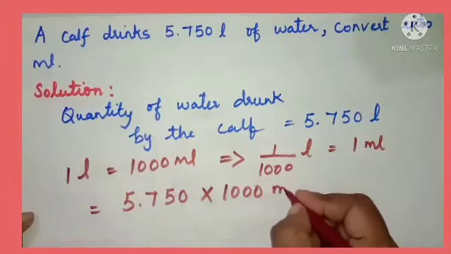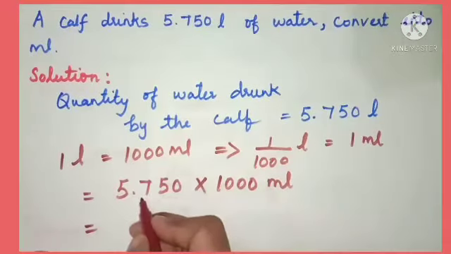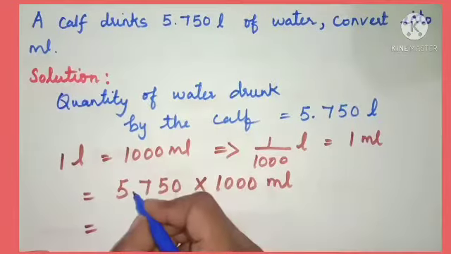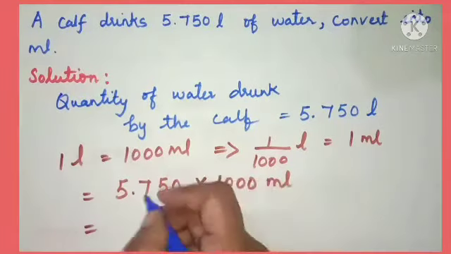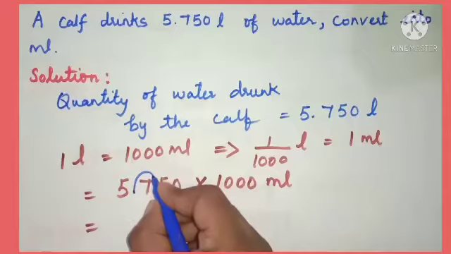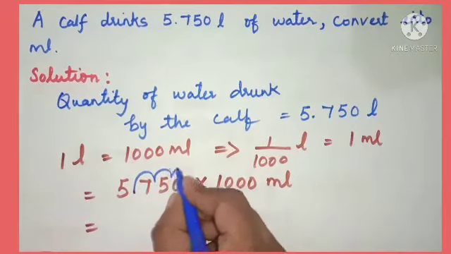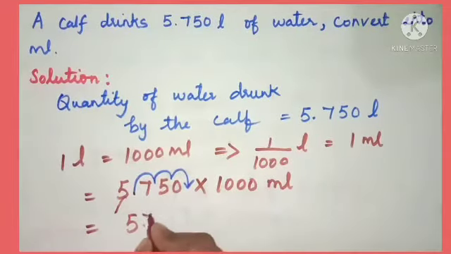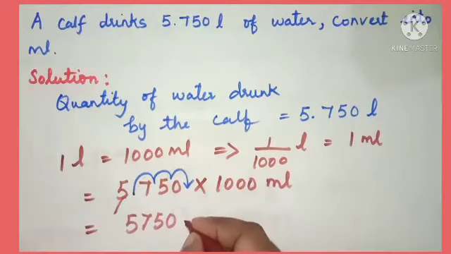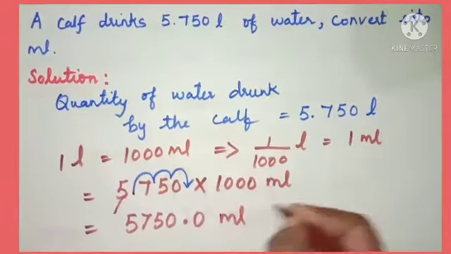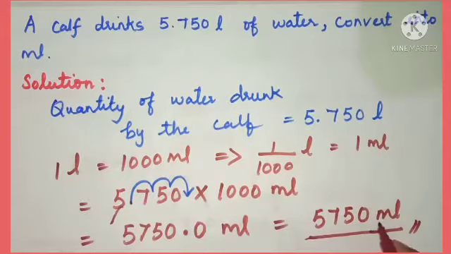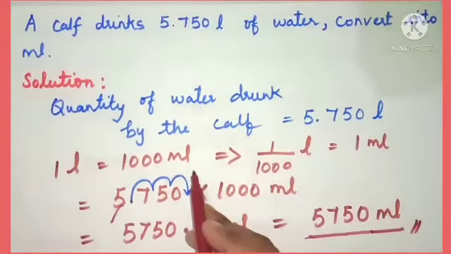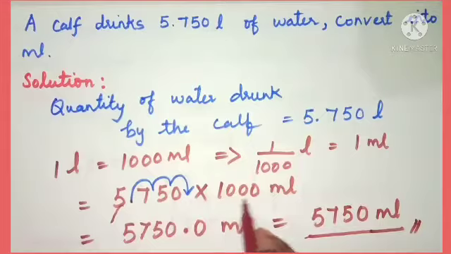Liter becomes milliliter. When we multiply 1000 with the decimal number, we need to place the decimal point from left to right 3 places. Yes, from left to 1, 2, 3 places. Therefore, 5750.0 milliliter. 5750 milliliters. Thus, we converted liter into milliliter by multiplying the given quantity by 1000.